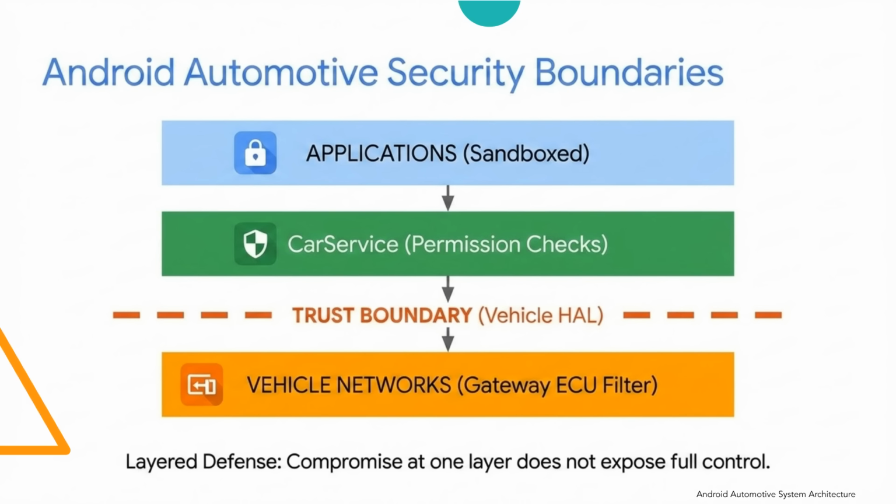If HAL is insecure, it can bypass framework-level protections. Additionally, vehicle networks are isolated using gateway ECUs, which filter messages and prevent unauthorized control. This layered security model ensures that compromise at one layer does not immediately expose full vehicle control.